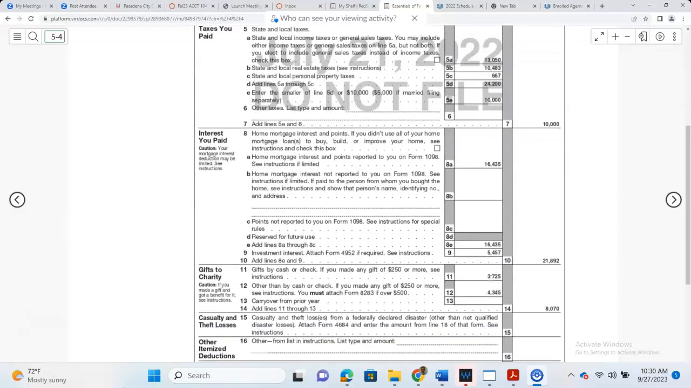Charitable contribution, if there is any by check or cash, you have to put the amount over there. And other than by cash or check, if it is over $250, you have to fill out Form 8283 and put the details about that in that form and put that amount over there.